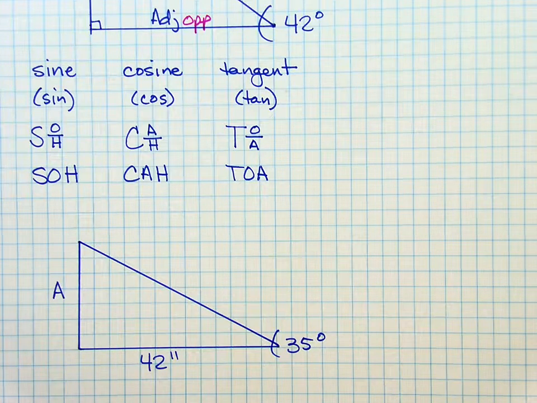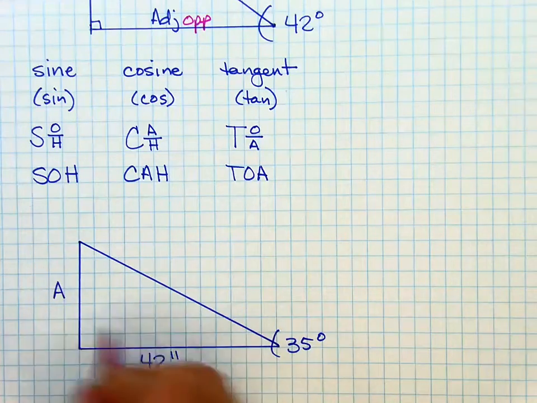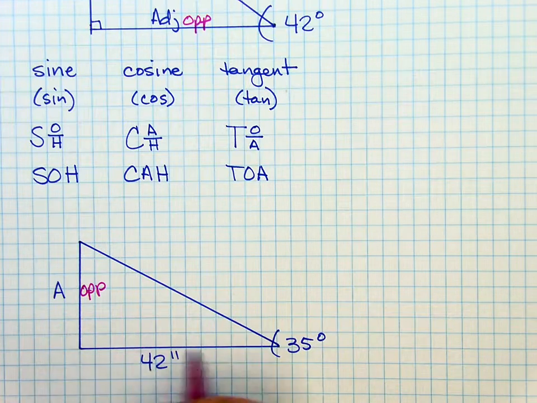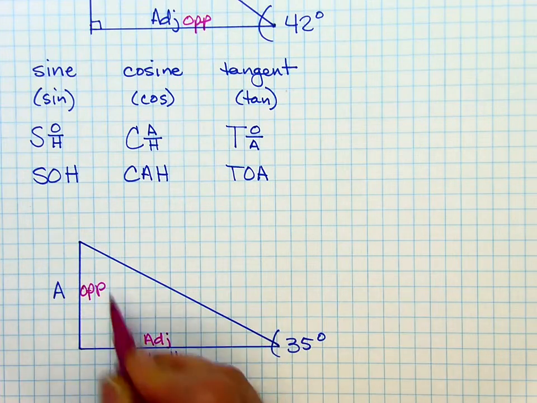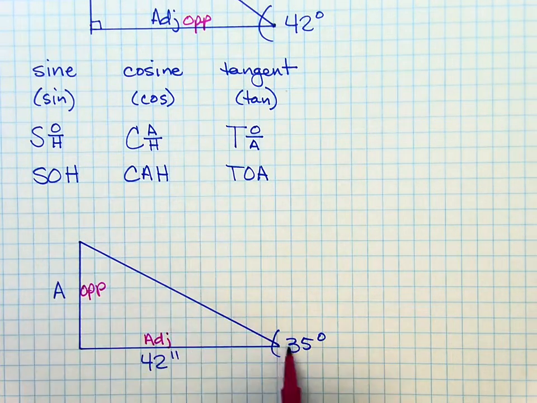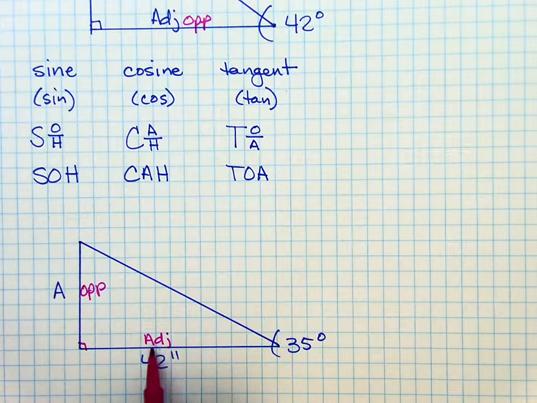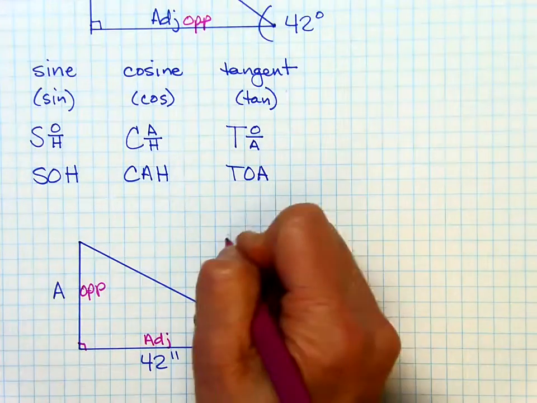Now the first thing we want to do before we do any math is label our sides in reference to that angle, okay? A is going to be the opposite side, okay? And 42 is going to be the adjacent side. And I know it's adjacent because this longer side is the opposite of the 90, and that's the hypotenuse. So the other side next to the angle is what we refer to as adjacent. Okay, so I'm going to write Sohcahtoa.